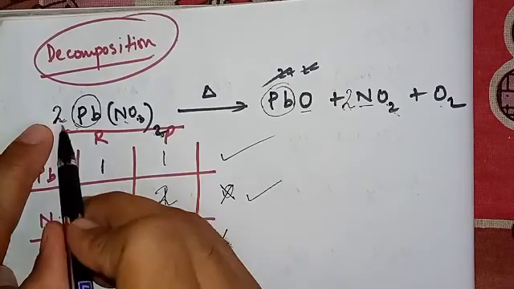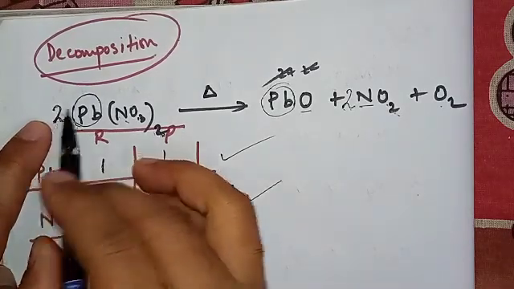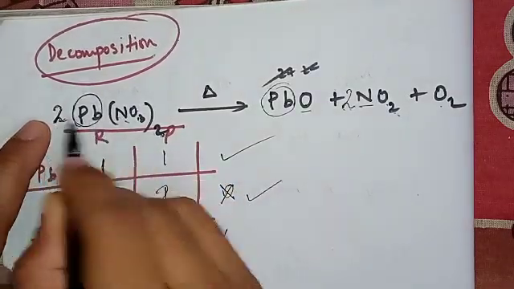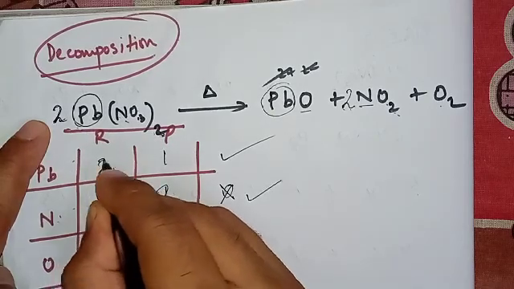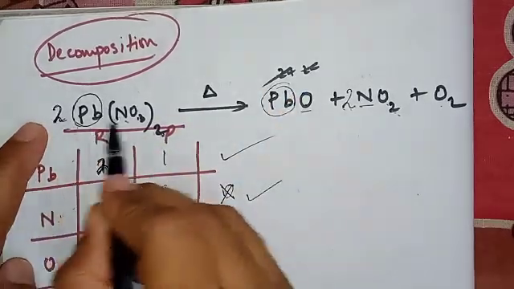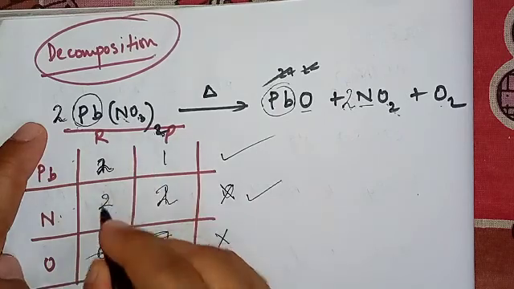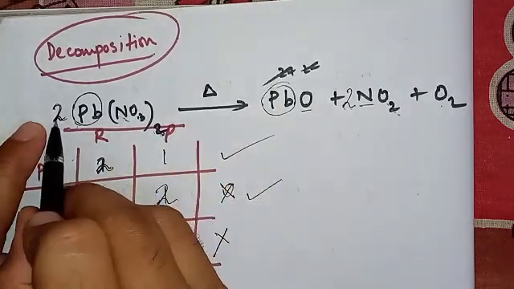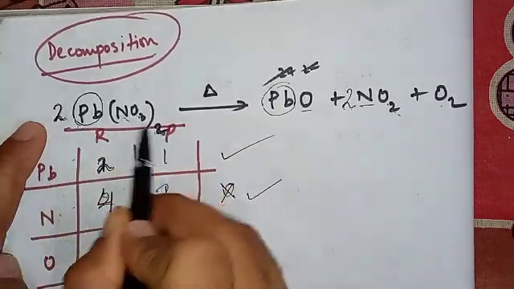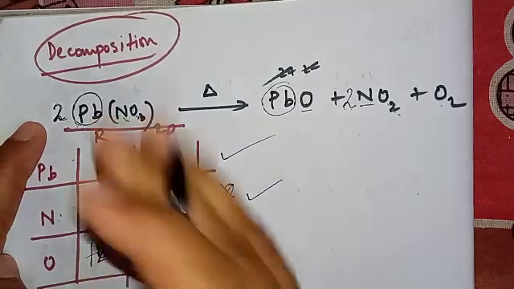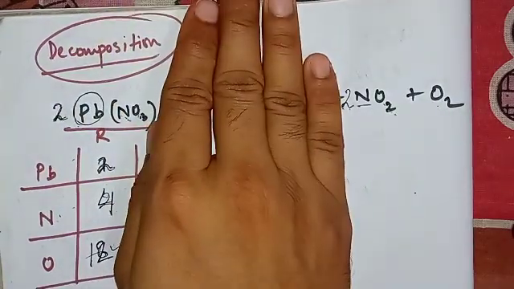Now what we are seeing, we will have 2 leads now. Okay, no issues. Now how many nitrogens? 2 times 2 is 4 nitrogens now. Okay, no issues. How many oxygens? 2 times 2 is 4, 4 times 3 is 12 oxygen atoms. Now the scenario has been changed completely.